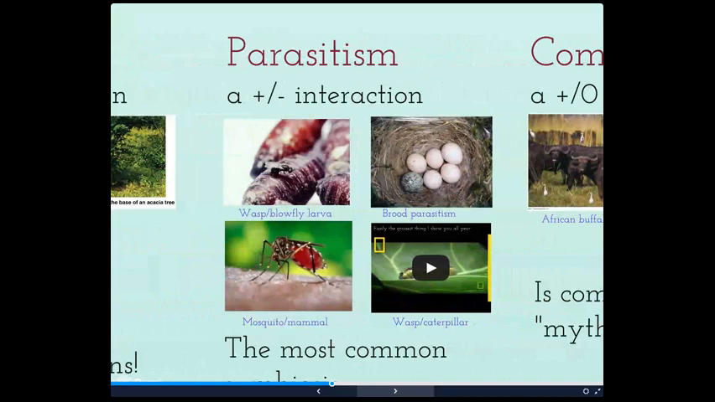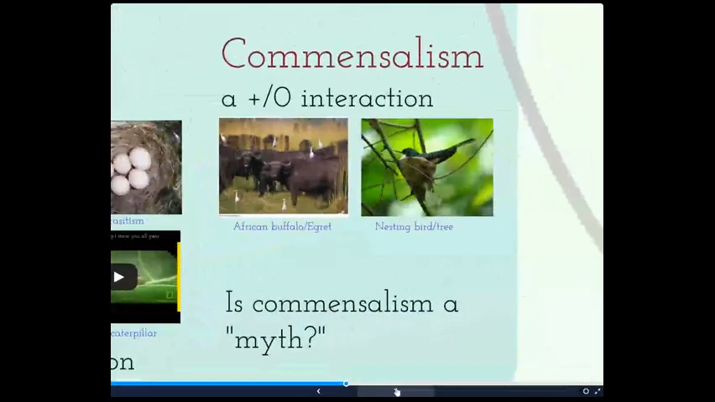Parasitism, my favorite one is like worms and dogs. And then we have mistletoe on our trees. Mistletoe is actually a parasite. It'll suck the tree dry eventually. We're not going to watch that.